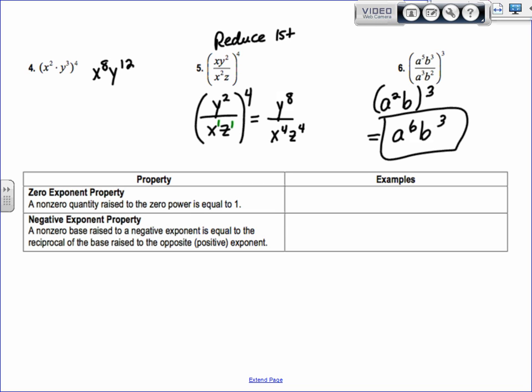Okay, so two strange properties. The first one is the zero exponent property. This is one that gets people every single year.